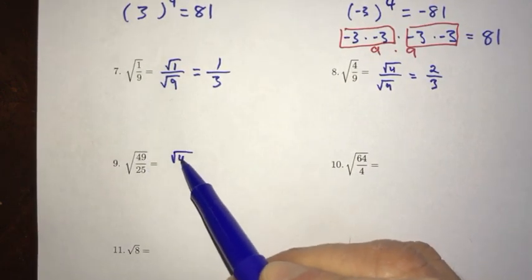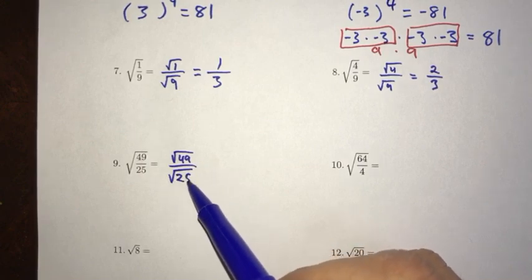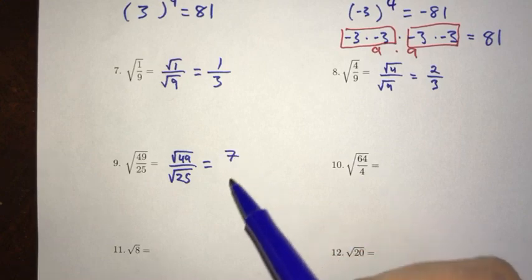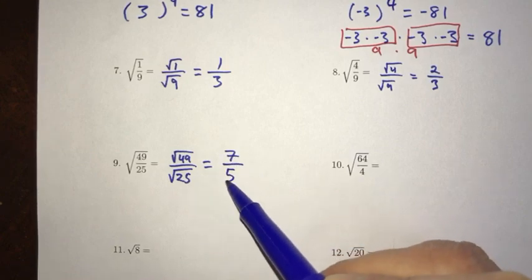We will break this up into 2 separate roots, one in the top, one in the bottom. Square root of 49 is 7, because 7 squared is 49. Square root of 25 is 5.